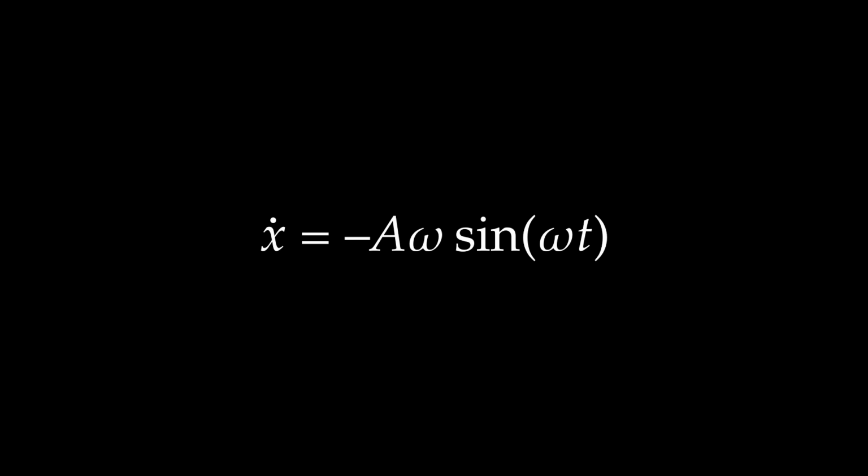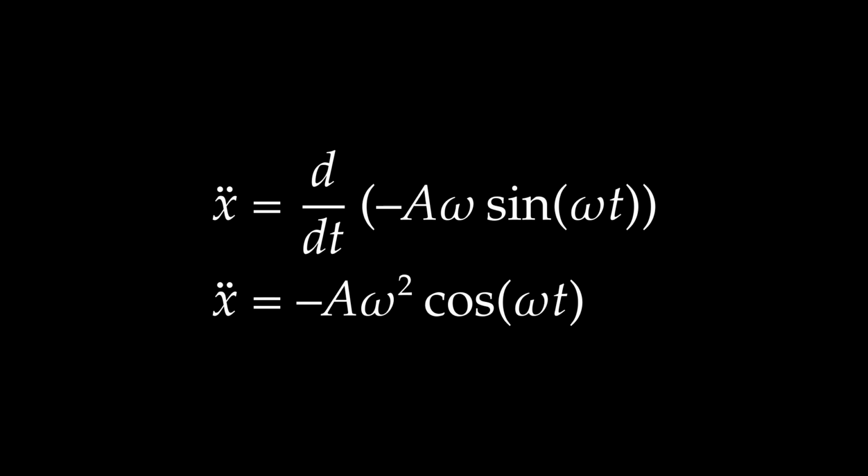But that's just the first derivative. In order to test my guess, I need the second derivative. So I'm going to take another derivative of this, which will give me the acceleration of my harmonic oscillator as a function of time. Well, the derivative of sine is cosine. So this negative sign out in front is going to persist. The derivative of sine is cosine, and I'm once again going to get a factor of omega out in front. So what I get is negative a omega squared cosine omega t. That is what the acceleration as a function of time is. That is what x double dot is.